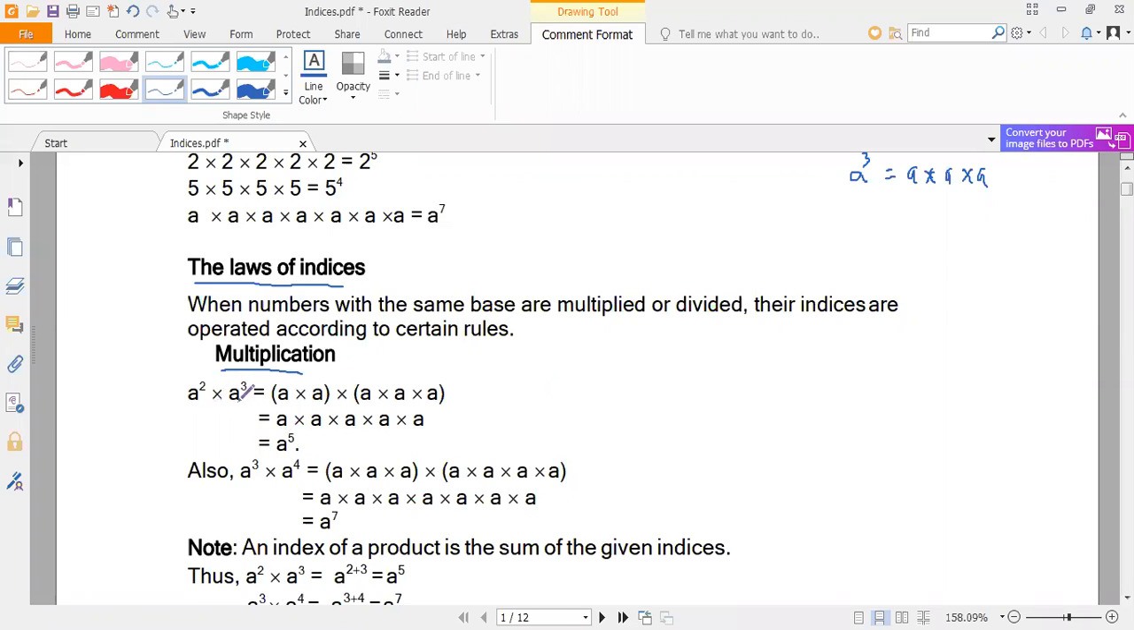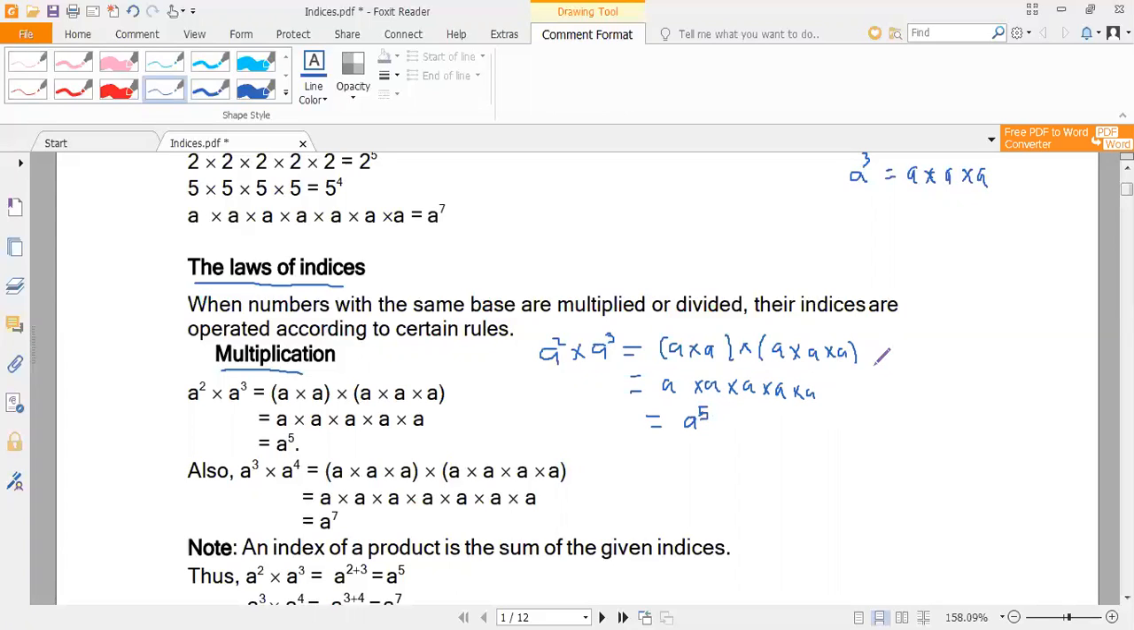For example, we have a squared multiplied by a power 3. Under normal circumstances, this would be a times a, multiplied by a power 3, which is a times a times a. Then you open the brackets and have a times a five times, and finally you have your answer as a power 5.